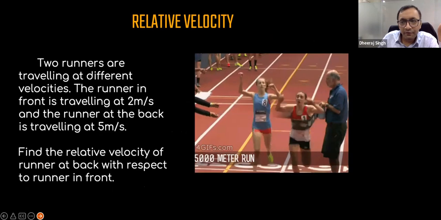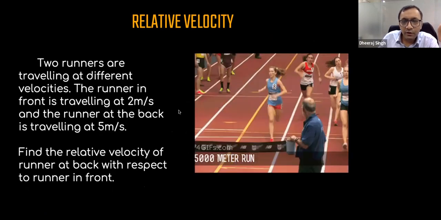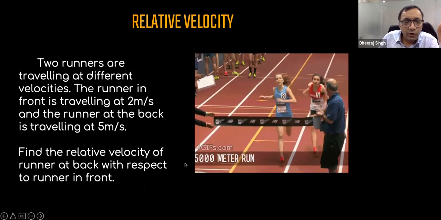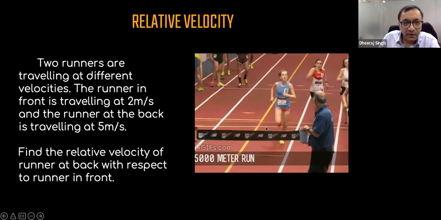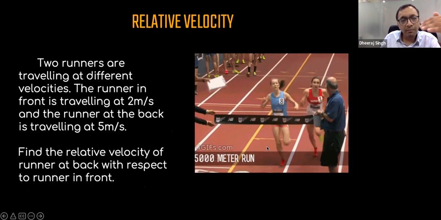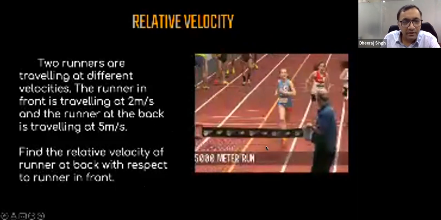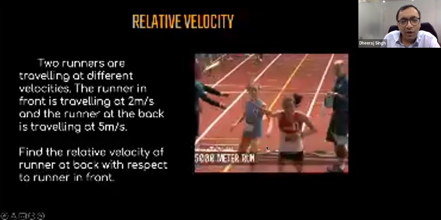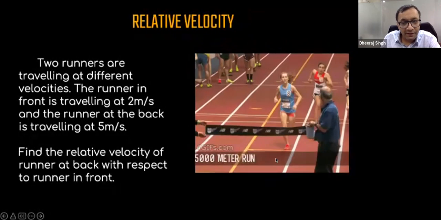look at this example for instance. Here you can see that the blue t-shirt girl was running, but from behind somebody else came and won the race. Okay. Why? Because that other person was traveling faster.